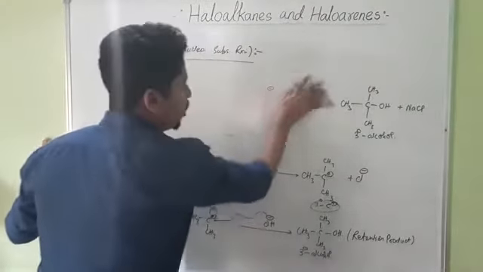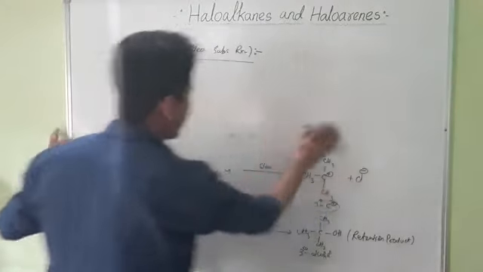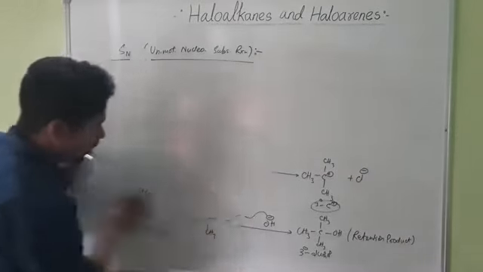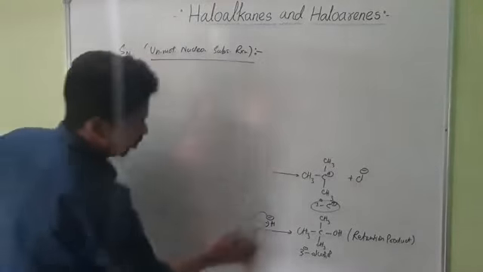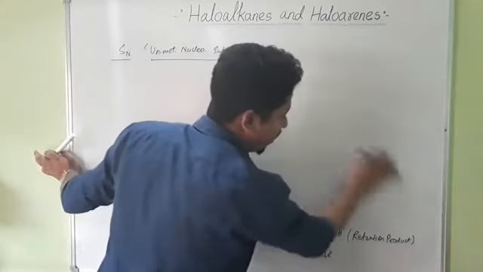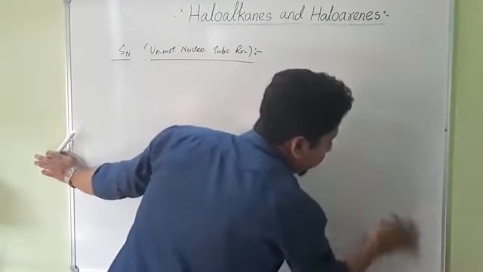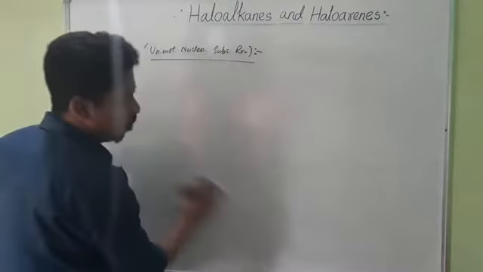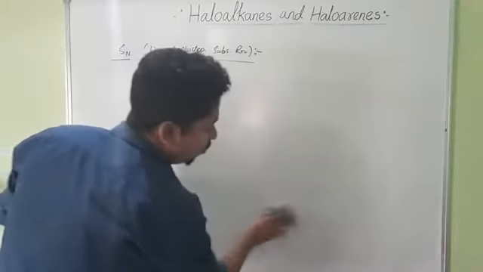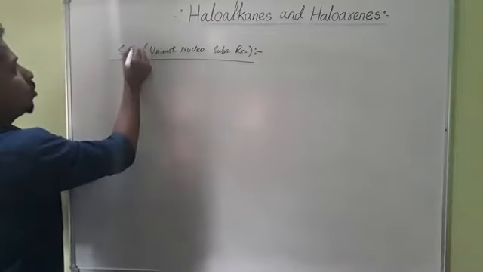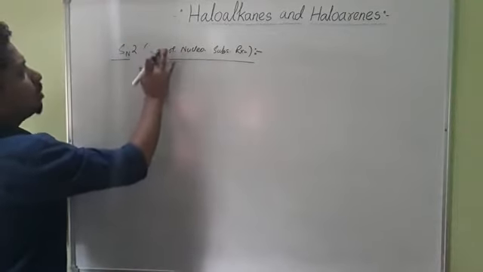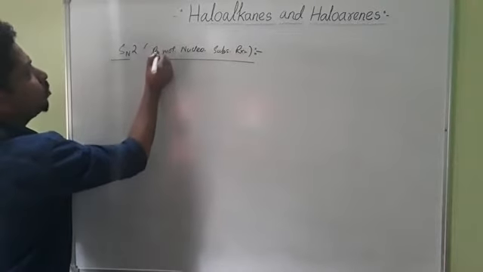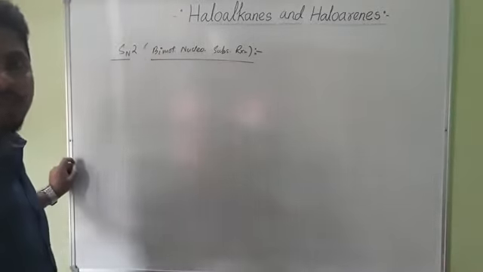In case of the SN2 reaction, we have seen that the order of reactivity is 1 degree greater than 2 degree greater than 3 degree. Means in SN2 reaction, we can take 1 degree alkyl halide, because with this the reaction will be fast and favorable. So next one is the SN2 reaction. SN2 means bimolecular nucleophilic substitution reaction.